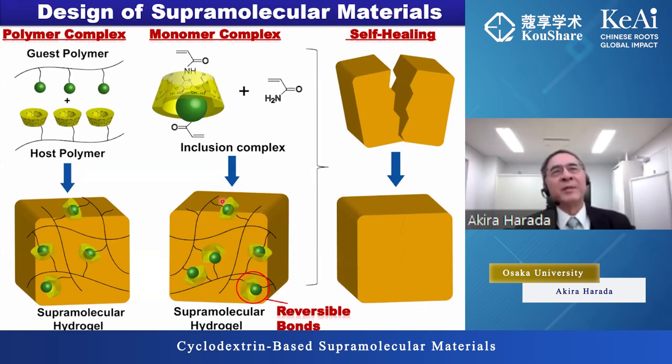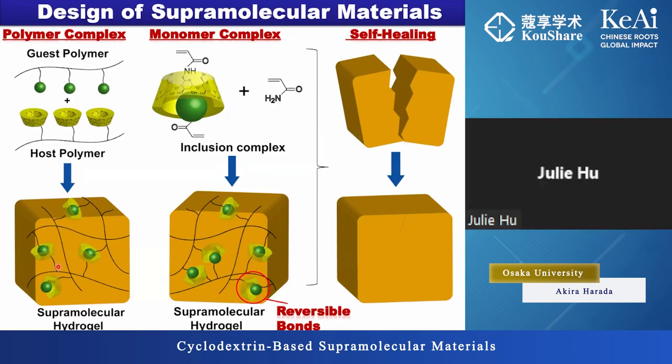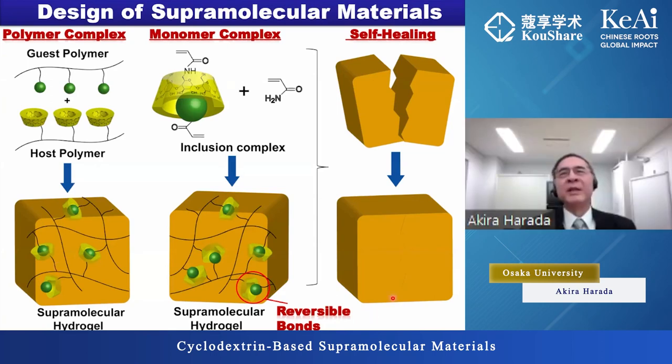And here are similar structures to before. These gels show self-healing ability when they get damaged, because the gel was formed by reversible bonds. This is an important property of non-covalent interactions.